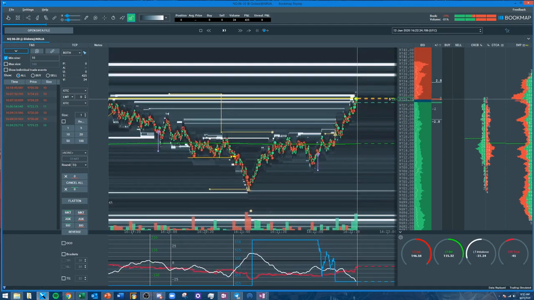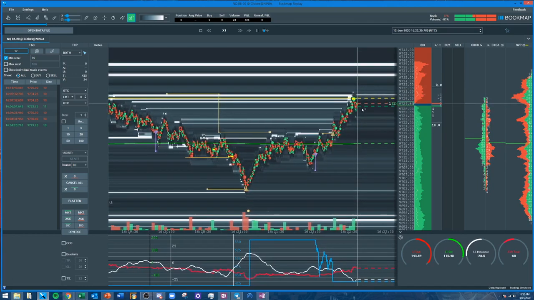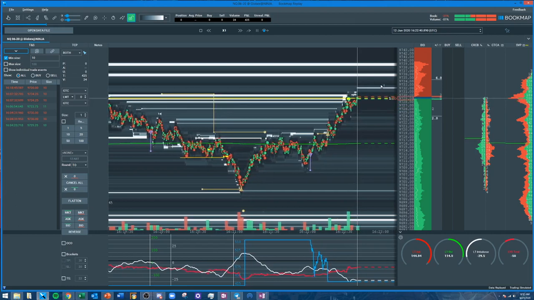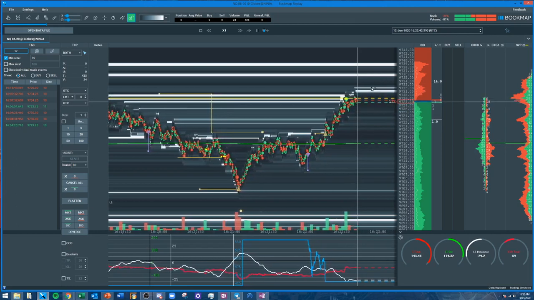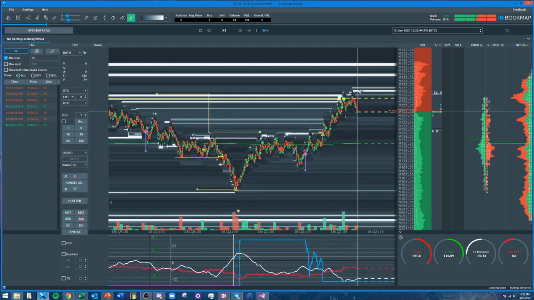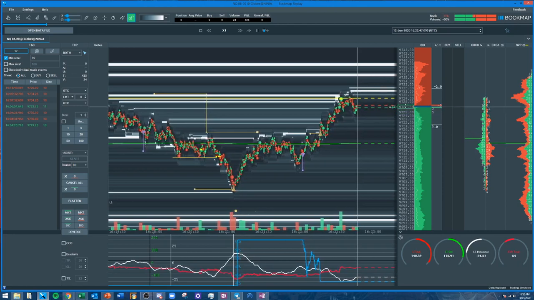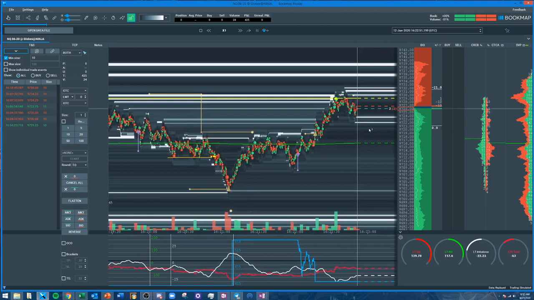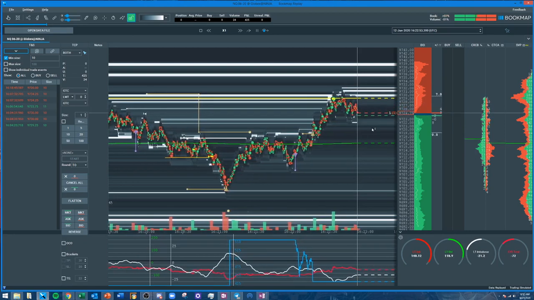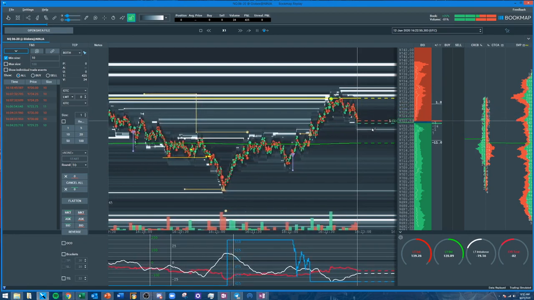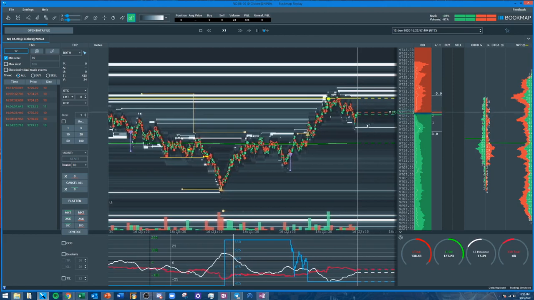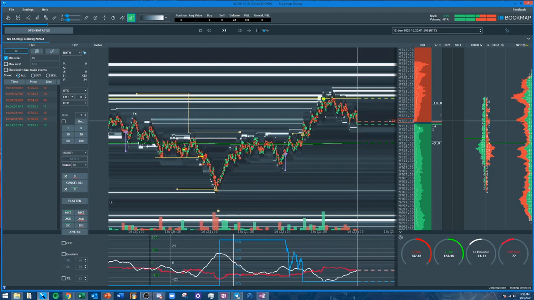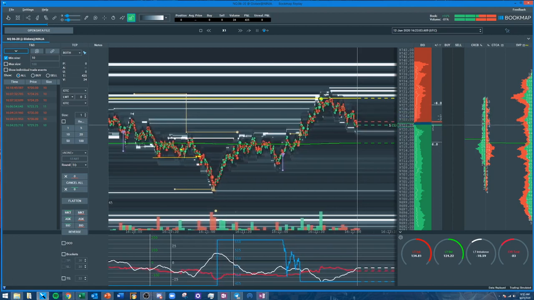All right, we're hitting this high volume node in the POC, providing some resistance there, and looking for a breakout. Sellers are adding. And I wanted to take a short there. Okay, we're hitting some resistance or support here, rather.